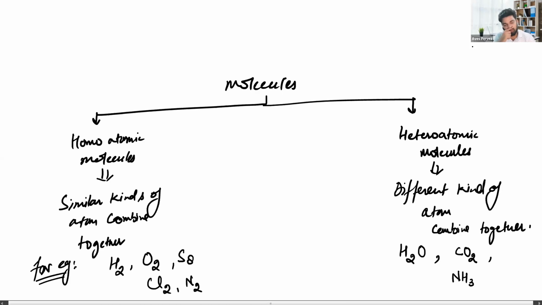Okay. So what is a heteroatomic molecule? When two or more different kinds of atoms combine. And what is a homoatomic molecule? When two or more similar atoms combine.